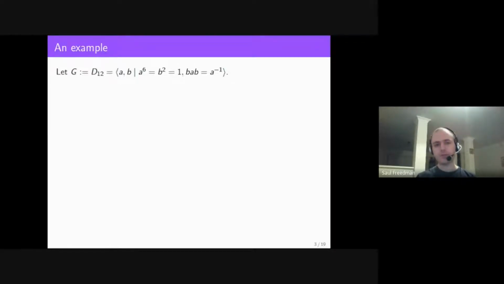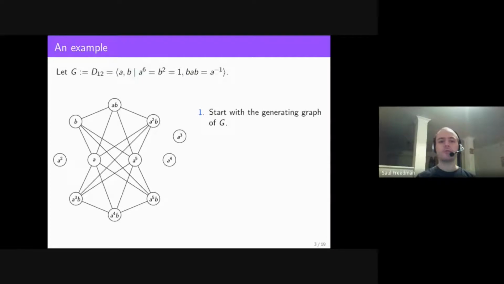So here's one way of constructing the non-commuting, non-generating graph of G. First, we start with the generating graph. Here, for example, A and B are joined because they generate G, while A and A to the fifth are not joined because they generate a proper cyclic subgroup of G. A cubed is not joined to any other element because A cubed is central in G, and it also turns out that A squared and A to the fourth are also isolated.